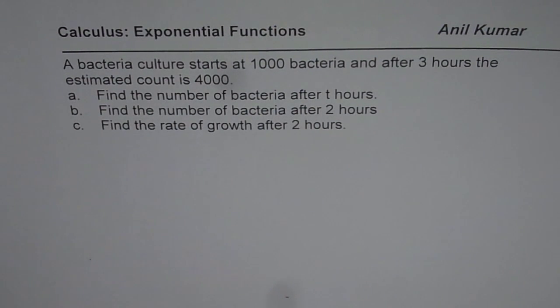The question here is, a bacteria culture starts at 1000 bacteria, and after 3 hours the estimated count is 4000. Find the number of bacteria after t hours, find the number of bacteria after 2 hours, and find the rate of growth after 2 hours. So let us first develop an exponential function to represent the given situation.